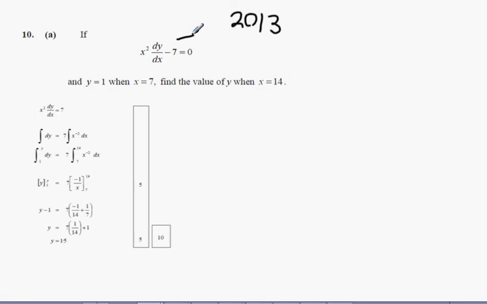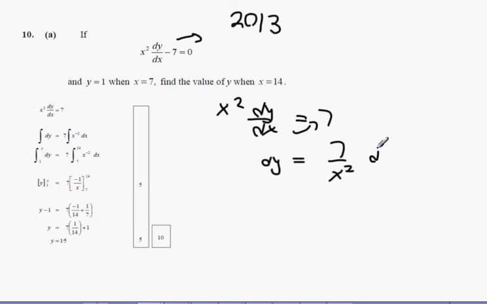What we'll do first and foremost is bring the 7 over to the other side, so we get x squared dy/dx equals 7. We'll then bring the x's and the dx's to one side, so we get dy equals 7 over x squared dx. We can use a power rule there to change it to 7x to the minus 2 dx equals dy.